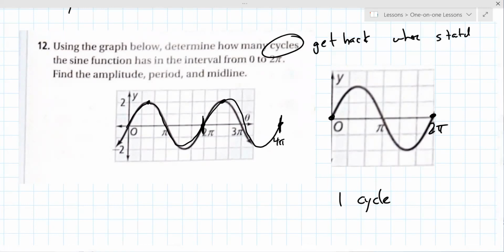It's not a great question because you'd like to see something where you have more than one cycle.